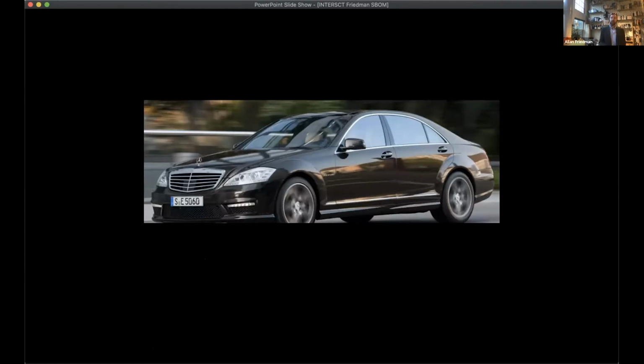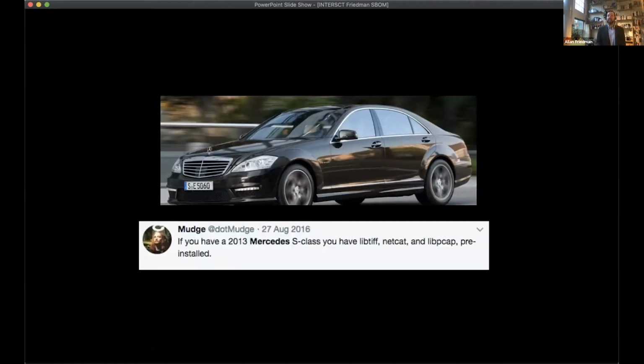Couple of years ago, the famous hacker and the founder of the Cyber Independent Testing Lab, Mudge, tweeted out that if you have this Mercedes S-Class, you have libtiff, netcat, libpcap all pre-installed. Now, for those of you who think about software intrusion, libtiff is a very vulnerable library. Netcat is a great way to move across networks, and libpcap is a great way to exploit networks. So the punchline that Mudge set up is if you bought this car brand new, it came pre-owned. It was exploitable from the get-go.